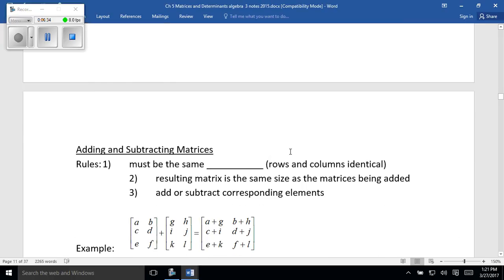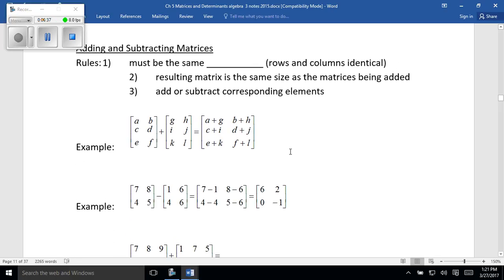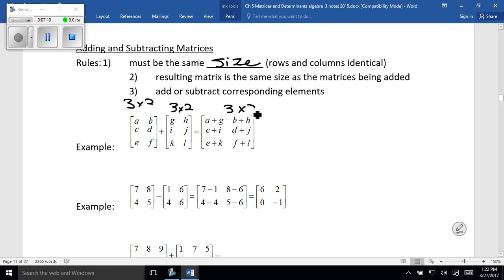Okay, I think I like this one right now. This is easier than we did last time. Okay, adding and subtracting, if they are not the same size, you cannot do it. So the first thing you check is to make sure they are the same size. If they are, we can add or subtract them. So when we go through here, how big is my first matrix? This is a 3 by 2. So this one has to be a 3 by 2. And my answer is going to be a 3 by 2.